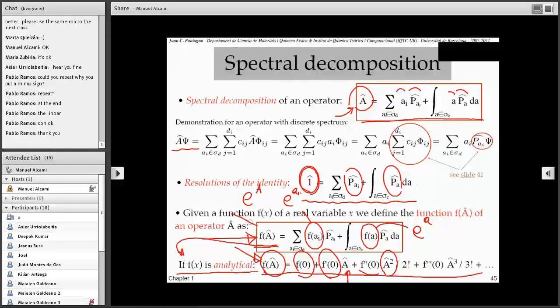Well, the first one is more general because sometimes we do not have an analytical expression, and then we cannot use this expansion, but the first is always valid as a definition. Let's see some examples.